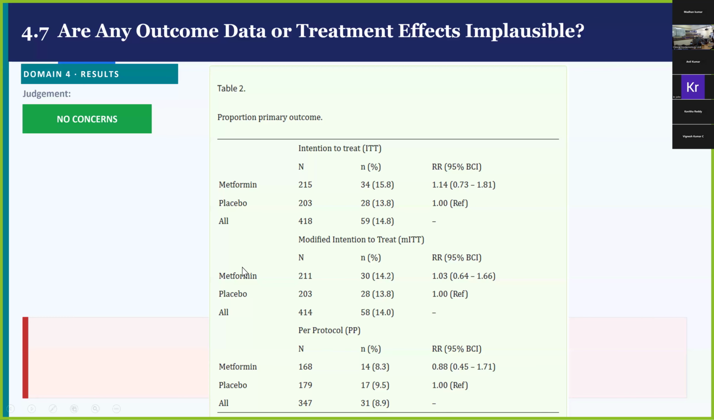And is any outcome data or treatment effects implausible? Here again, we have given no concerns because they had expected a control event rate of the primary outcome to be about 15%. And overall also, they have almost achieved about 14 to 15% in the intention to treat analysis that they had done. And they did not find any difference in the metformin arm as compared to the placebo arm. And the relative risk was 1.14 with the Bayesian confidence interval crossing 1, meaning that the difference was not significant.